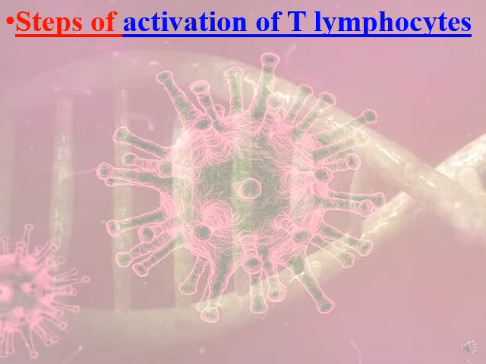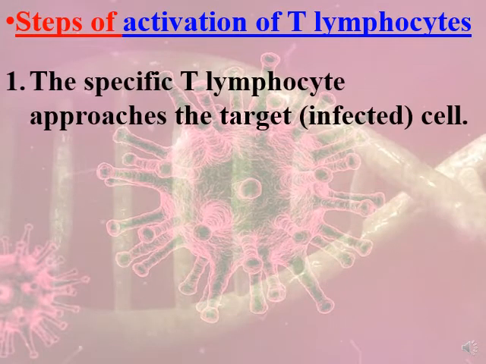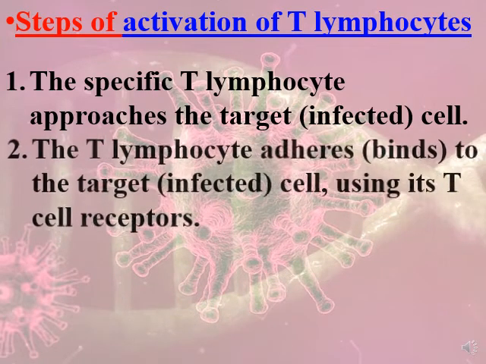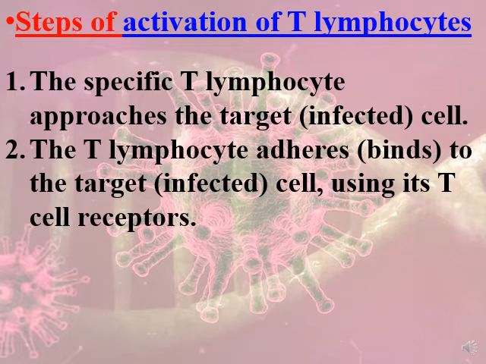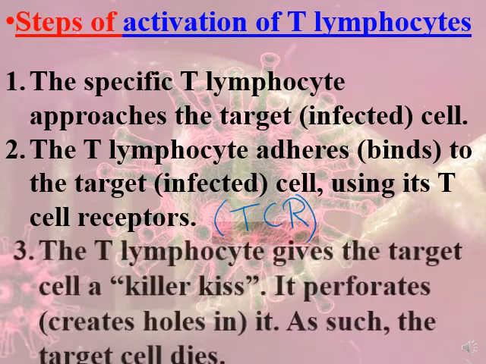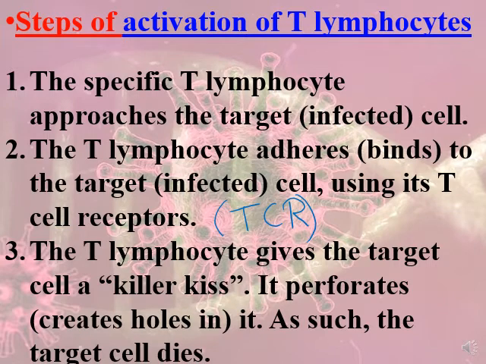So, the steps of the activation of T lymphocytes. First, they approach the target cell or the infected cell. Second, they adhere to it, binding to the infected cell using their T cell receptors, the TCR. Then the T lymphocyte gives the target cell a killer kiss. It perforates. What is the meaning of perforate? Perforate means to create a hole, a pore, inside the cell. As such, the cell will lose its content and finally it will die.